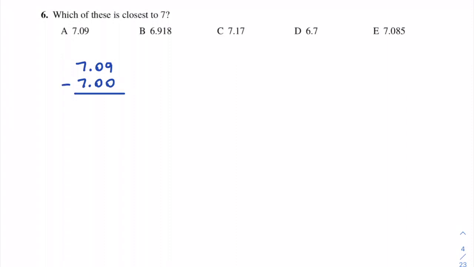Then 9 minus 0 is 9. 0 minus 0 is 0, 7 minus 7, which is also 0. So that gives us an answer of 0.09. We can then do the same for B, which is 6.918.